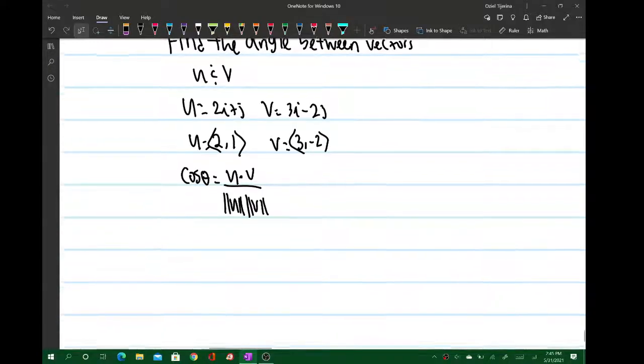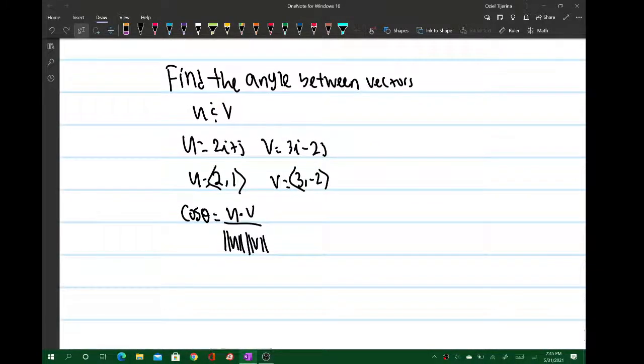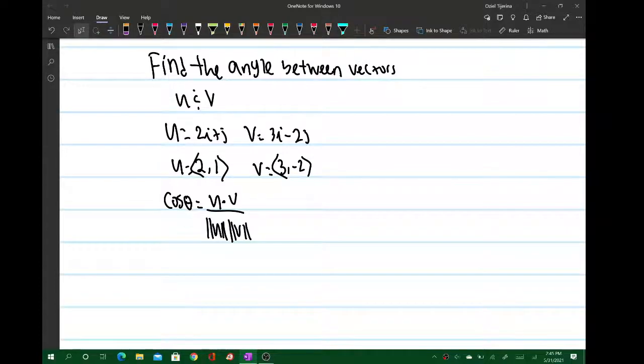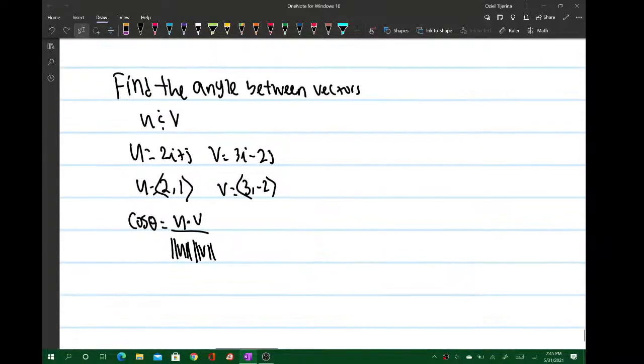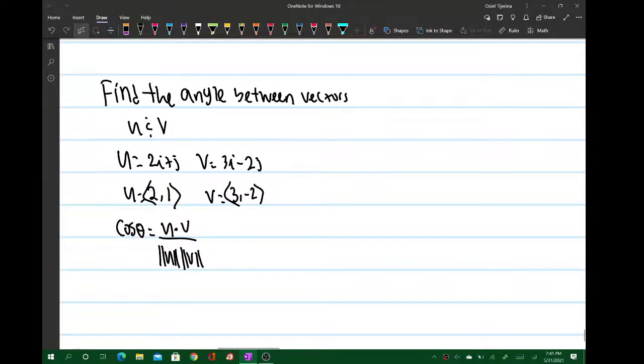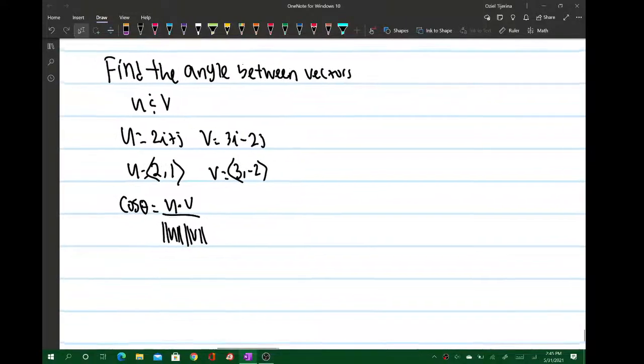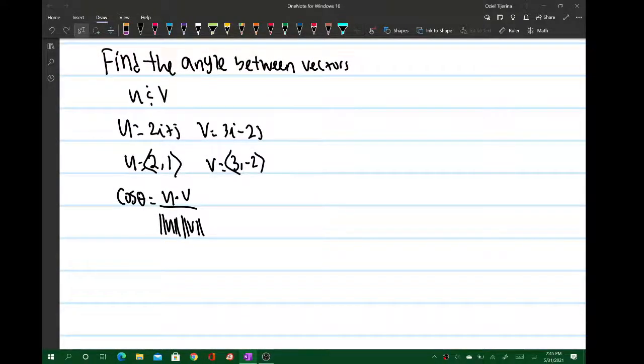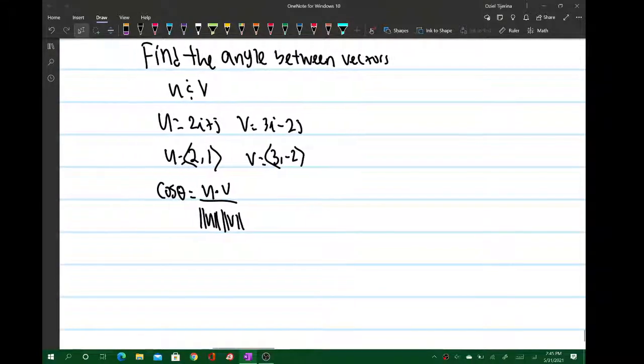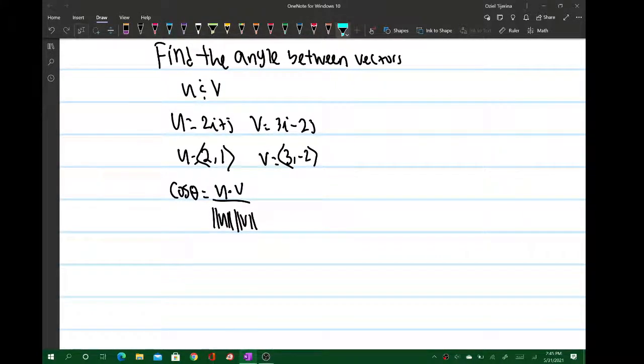So basically, what you have to do, you have vectors u and v. You want to find the angle between the vectors u and v, right? So we don't have to know how it looks on a graph, but it's very important to know how to do it without looking at a graph, if that makes sense. So there's a way to do this. This formula here is how you do it.